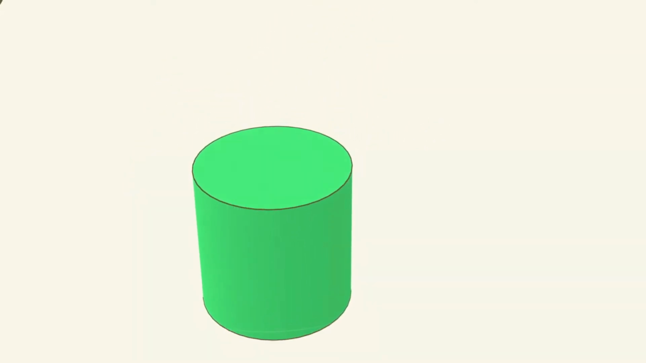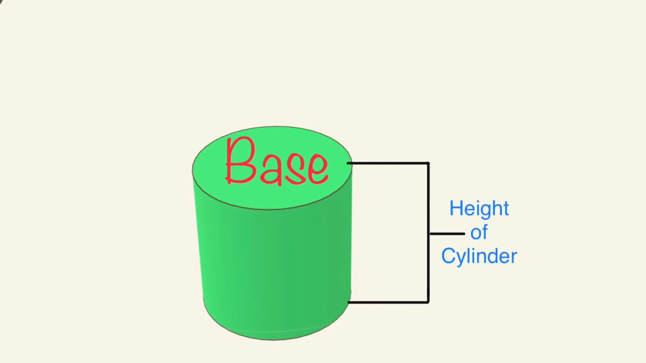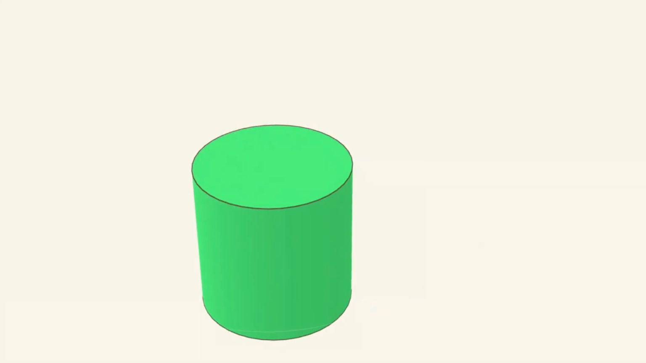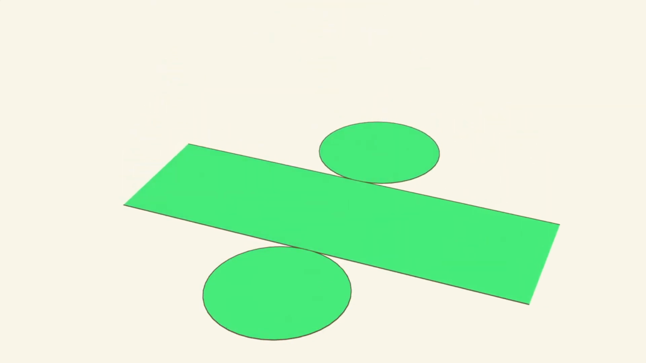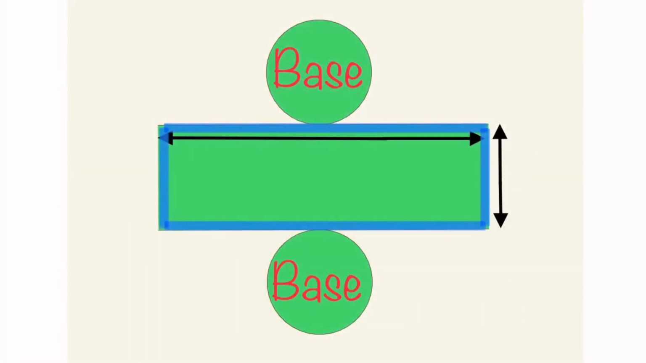If we close the cylinder back up, remember our bases will be our circles. The height of the cylinder is the other dimension. It's how tall that middle part or lateral area part is, which is actually one of the two dimensions on this inner rectangle. It's the height of the cylinder.